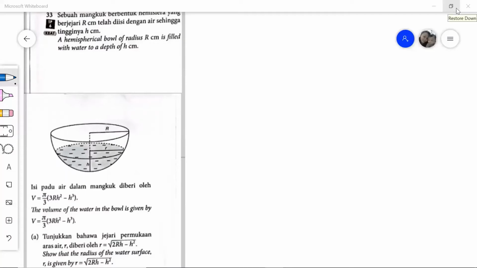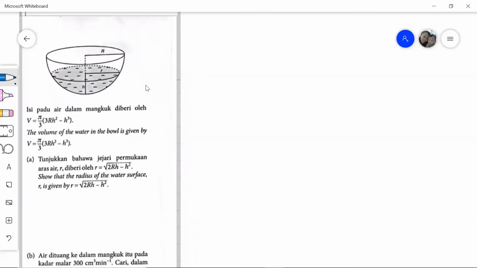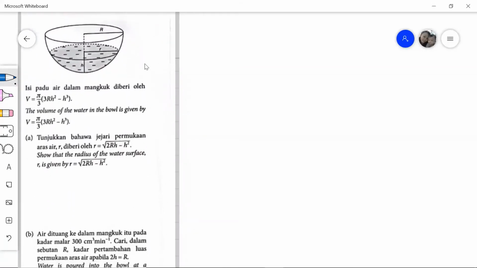Hi everyone, this is question number 33 in chapter 2. A hemispherical bowl of radius r cm is filled with water to a depth of h cm. So over here we have the base radius r cm, and this bowl is hemispherical in shape. So if this is r, this is also r. Okay, and the depth of the water is h. And let's look at what other information that we have.